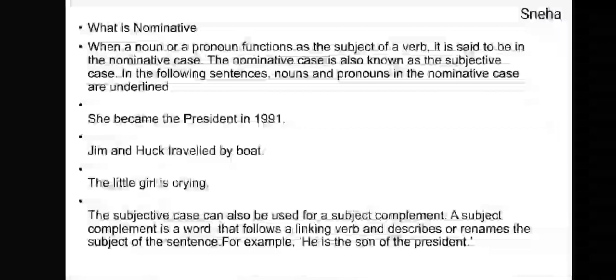The subject case can also be used for a subject complement. A subject complement is a word that follows a linking verb and describes or renames the subject of the sentence. For example, he is the son of the president. He is the same person who is the son of the president. So a linking verb that is describing the subject or saying something more about the subject as a complement, like you are a gorgeous beautiful lady whom I am meeting right now. So this gorgeous beautiful lady, you, these compliments are for you. So take it as a compliment or as additional information about the subject. So these are called the complementary subjective case as well. You can use it by this name as well.